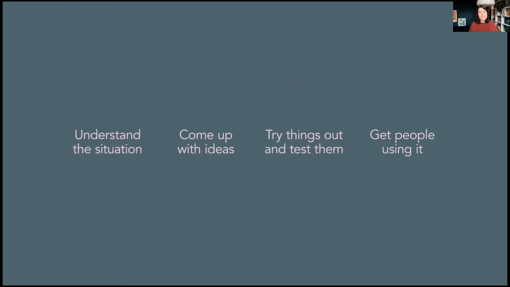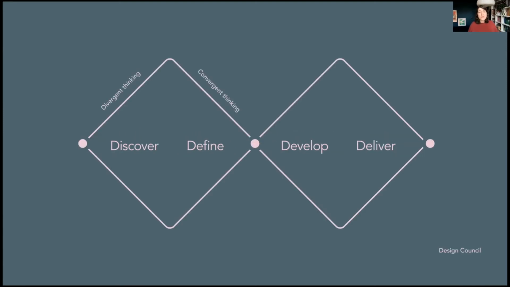There are quite a lot of different diagrams that people use for design process, but fundamentally they all talk about understanding the situation that you're working in, coming up with some ideas to solve the problem arising from that, trying things out and testing them on people, and then eventually getting people to use it. So the Design Council has one that focuses on divergent and convergent thinking. Divergent, where you're trying to open up to new ideas and explore different options, and convergent when you're trying to narrow down your focus and get really specific about what you're trying to do. So they have a double diamond shape.